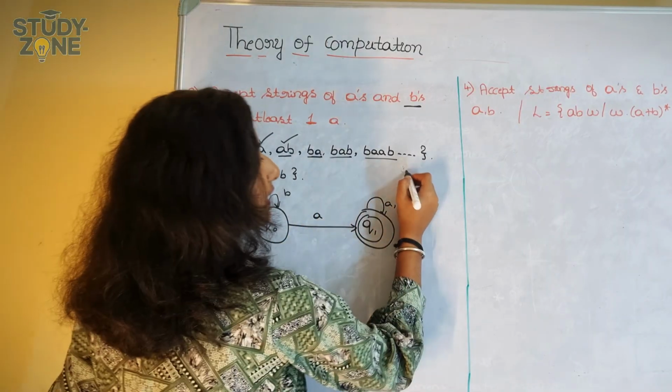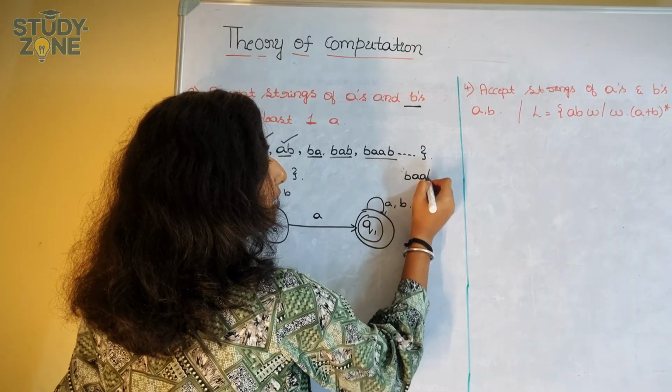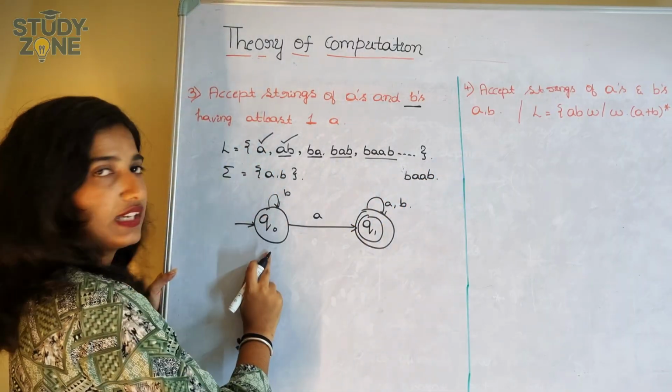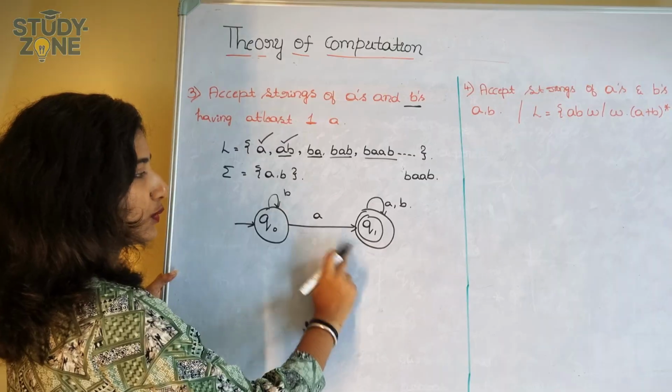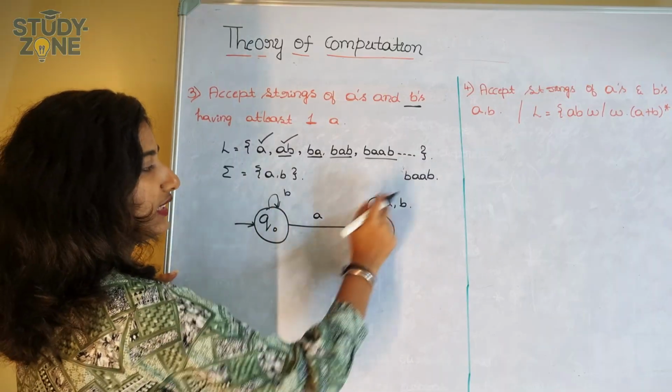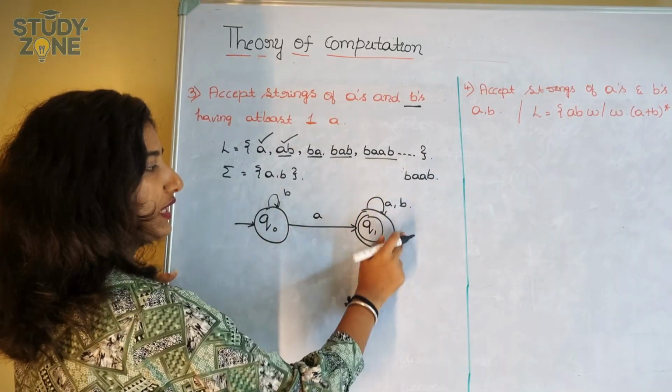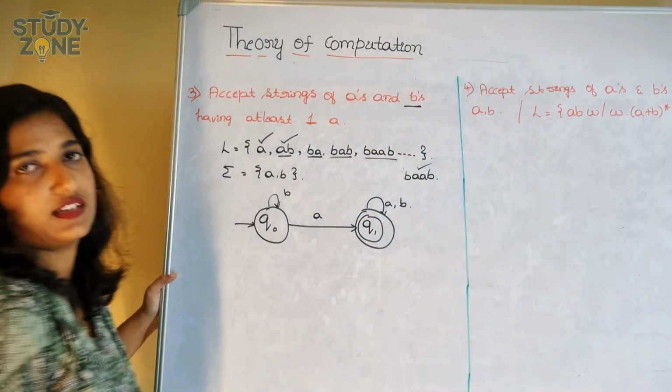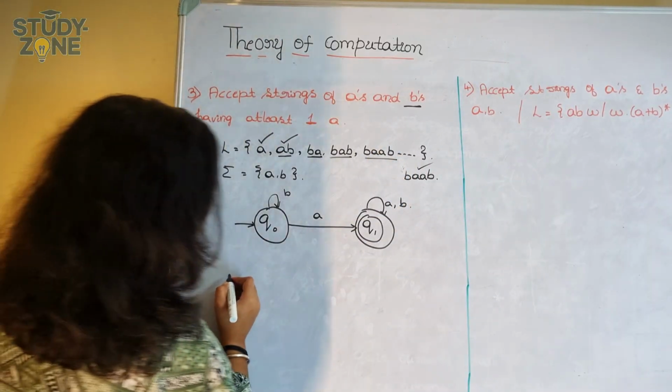So now, is it correct? Yeah, let's take another example to check. BAAB. On B, it is in this state only. A, it is moving to the next state. Correct. And we have another A, final state. Correct. On B, final state. Right.